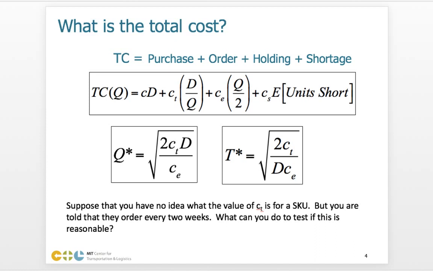We assumed away that the demand is deterministic. Once demand becomes stochastic, you're going to have some kind of expected number of units short, some kind of stockout or shortage cost. And we'll get to that after the midterm.